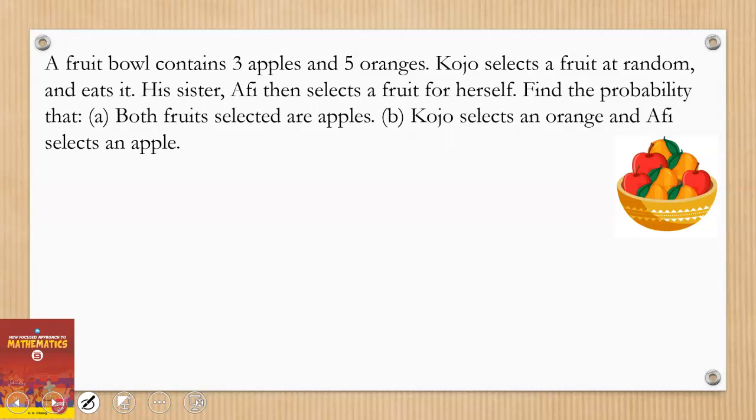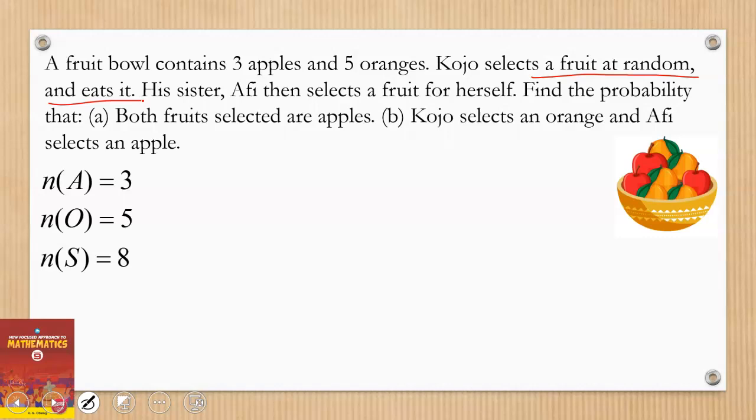Now, if you look at the question very well, you can see that once they say Kojo selects the fruit and eats it, it means there's no replacement. What goes into his mouth cannot come back. So the probability of picking the second one depends on the first one, which makes it a dependent event. From the question, let A be the apple. The number of apples is 3. The number of oranges, let's use O for it, is 5. In that case, our sample space becomes 8.